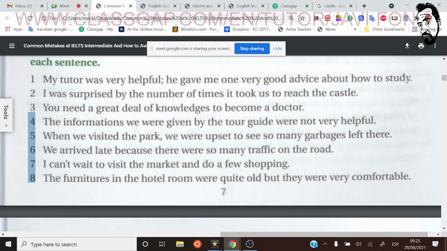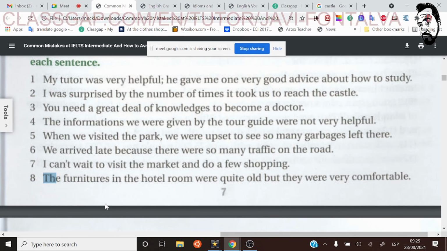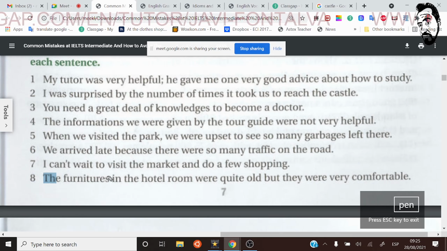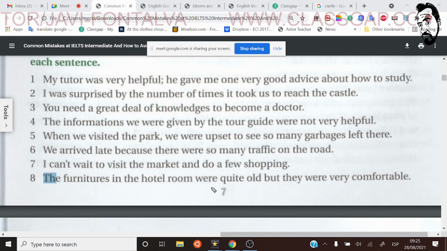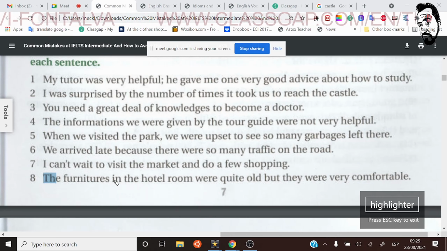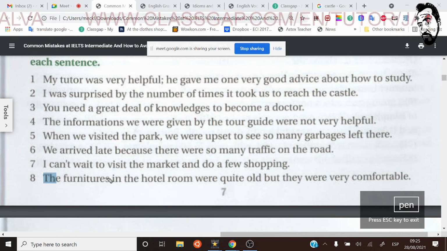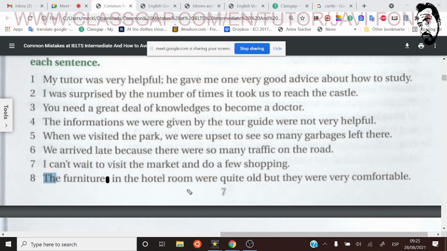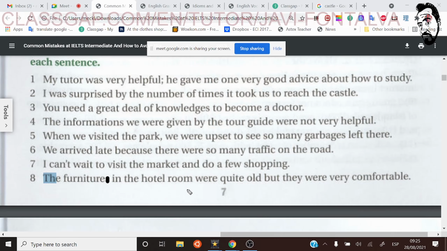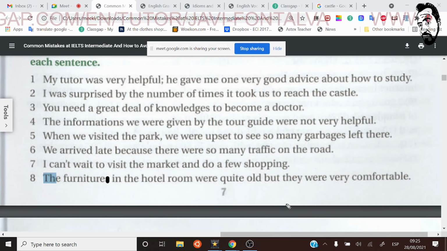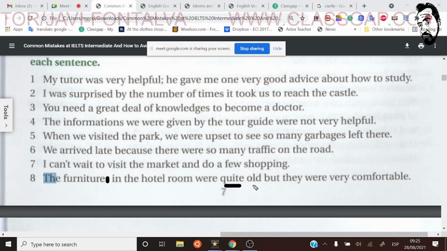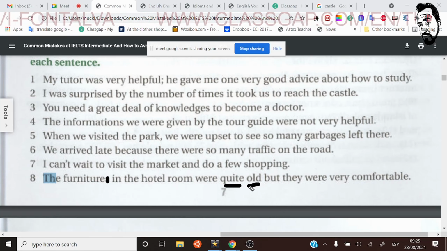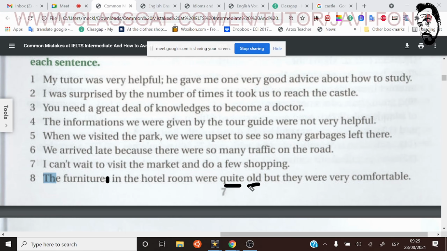Okay, number eight. Furnitures. Exactly, this is the problem. The furniture in the hotel room. So this is one problem. Is there any other problem here? Is that all? The hotel room were quite old. This is actually okay. Quite old means rather old. It's kind of very old, more or less.